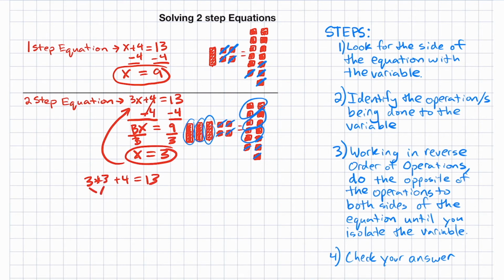3 times 3 is 9. 9 plus 4 gives me 13, which is what I wanted, right? You could go like that if you like. It brings it right down. It equals the same thing. So we know for sure that 3 was the correct answer. We're going to look at a couple more quick examples.